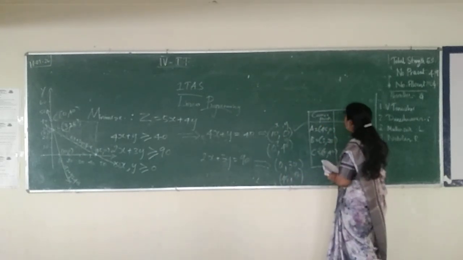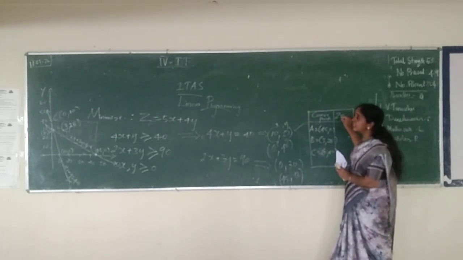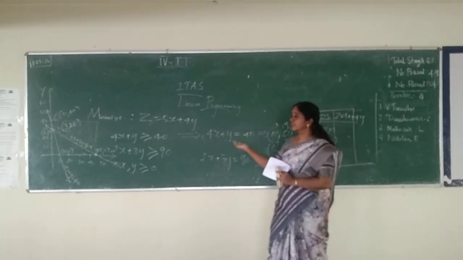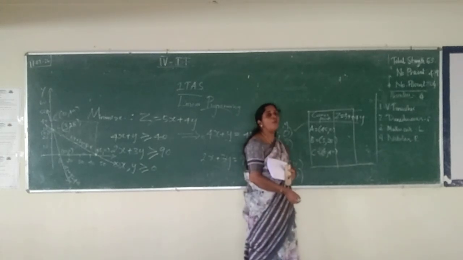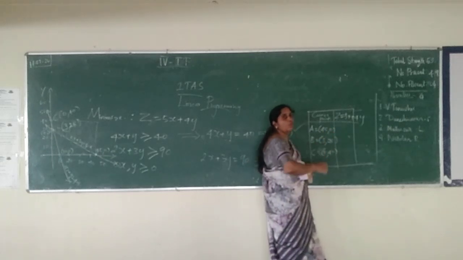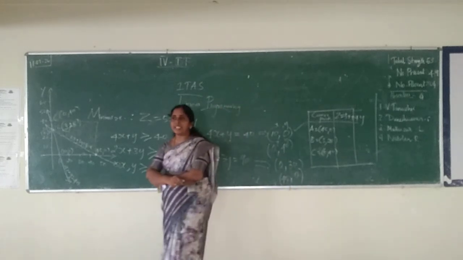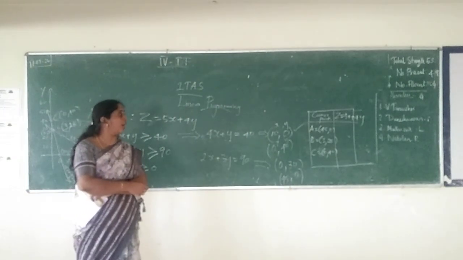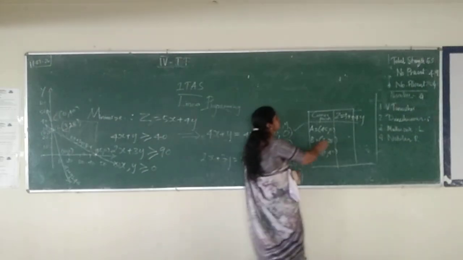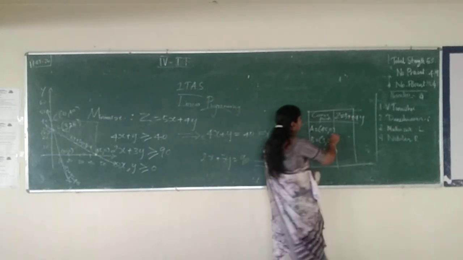With these 3 points, you have to evaluate the function z. We already know z is 5x plus 4y. So find the value of z if the x value is 45 and the y value is 0. The y value is 0, so 5 into 45 is 225.